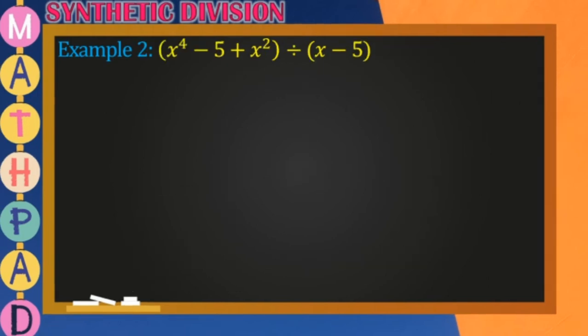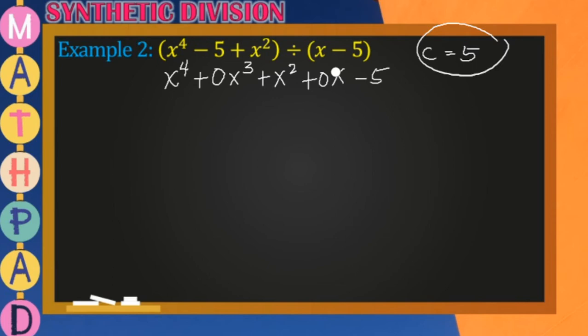So, again, we have to rewrite the polynomials in a standard form, replacing the missing term with zero coefficients. So, we have x raised to 4 here. Then, it should be followed by 0x cubed. Then, plus x squared plus 0x, then minus 5. And here, x minus 5 tayo. So, ibig sabihin, ang c natin ay tama. That's positive 5. Okay? Because it's already written in x minus c form.